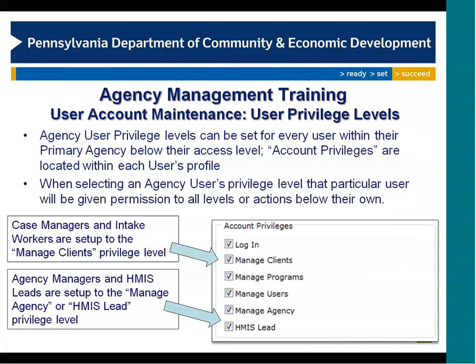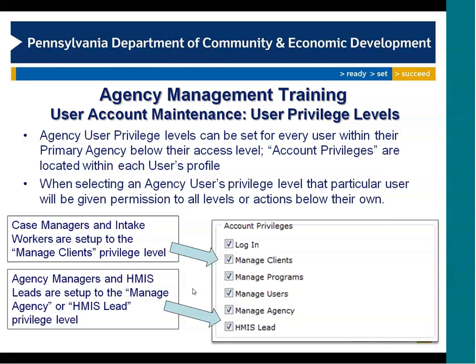Now, with the privilege levels, each user has their own account privileges that allow a user to perform specific actions within the system. With these privilege levels, it's a building process. If someone has managed programs, that means they have login and managed clients. It builds upon each other. There are 6 main privilege levels in the system. Most everybody in the system is probably only going to be privy to those 5. HMIS Lead is a very special one that only a few people have.